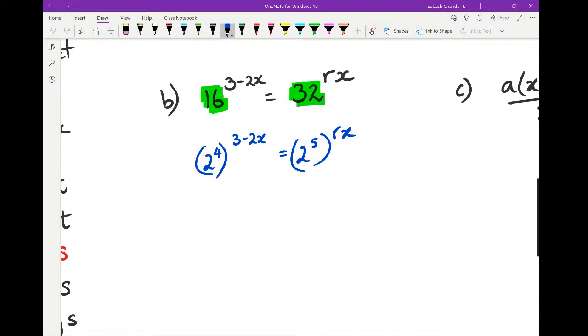So all I've done is I've just replaced 16 with 2 to the power of 4. Yep, made that mistake. Sorry, Daniel, got it. And 32 as 2 to the power of 5, right? So once I get that, what I can then do is remember that when you have power of powers, you actually multiply the two powers. So I'm going to rewrite this as 2 to the power of 4 times 3 minus 2x, and that's equal to 2 to the power of 5 times rx.